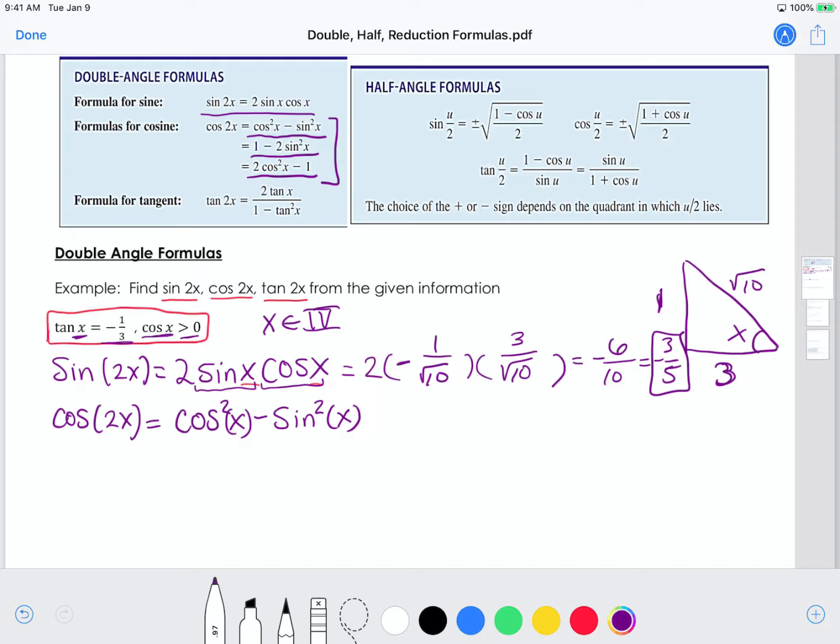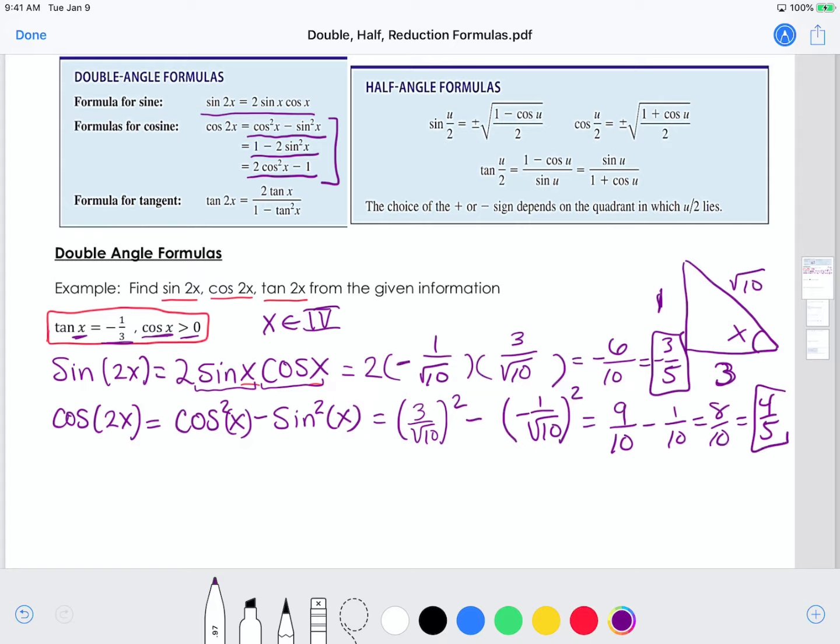We know from doing sine 2x that cosine is 3 over the square root of 10, and I have to square it because it's cosine squared. And from the previous example, I know that sine is negative 1 over the square root of 10, and I have to square that. That's going to give me 9 over 10 minus 1 over 10, which gives me 8 over 10. I can reduce that to 4/5. So the cosine of 2x is 4/5.